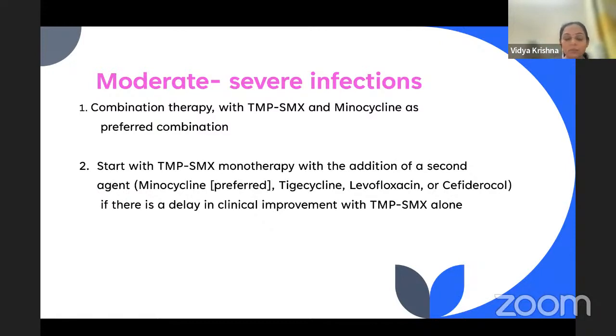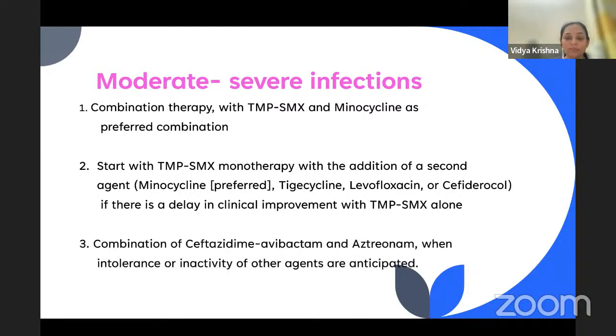Because again, most of the times the sensitivities are so different. So if you have started with Cotrim and then you know that it is sensitive to Mino, then you might want to add on Mino if your patient has not improved by then.